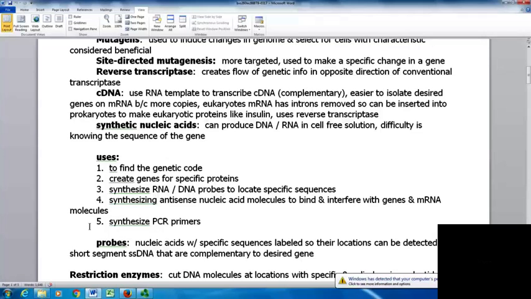Probes are a really big part of DNA technology. With a probe, what you have is a nucleic acid that has a specific sequence, and it's labeled so you can detect their location. These are short segments of single-stranded DNA, and what they can do is they can bind to the complementary DNA.